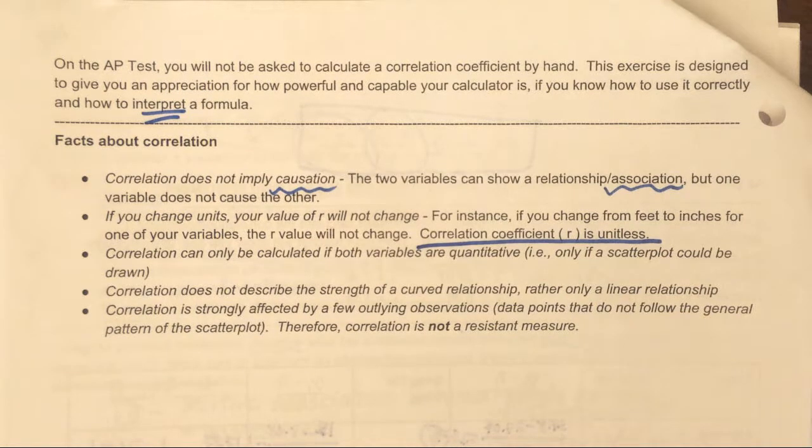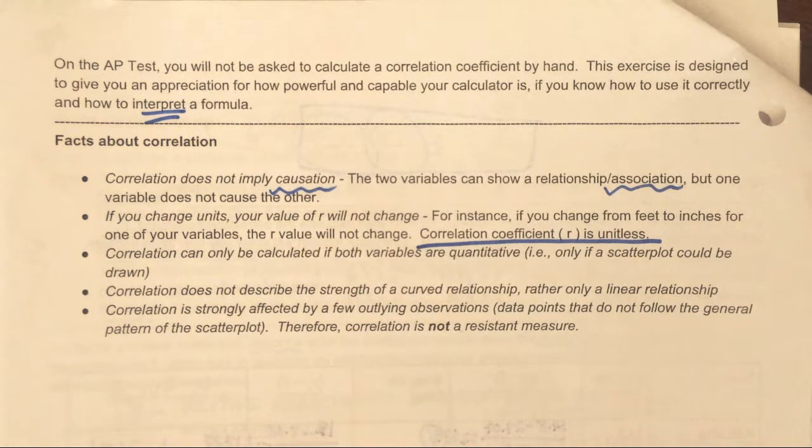Okay, correlation can only be calculated if both variables are quantitative. So if you can't draw a scatter plot, you can't fit a line to it, why are you looking at this correlation coefficient? Because the correlation coefficient is telling you how well this line fits this data. So if you can't fit a line to the data, what are you talking about correlation coefficient for? Okay, correlation does not describe the strength of a curve, only a linear relationship.